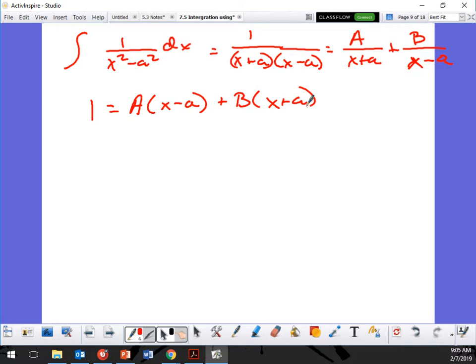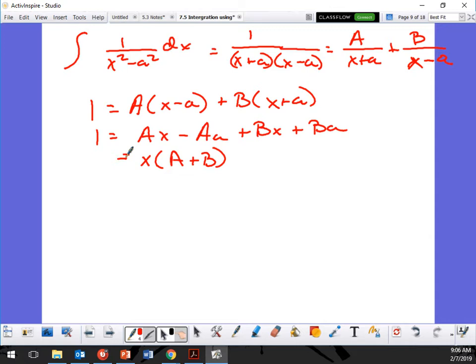Okay, so let's start off with my x part. It's going to be 1 equals a x minus a little a plus b x plus b little a. Remember, group them and factor them. So my x, my first degree, is going to be x quantity of a plus b, and that's going to be equal to what value?